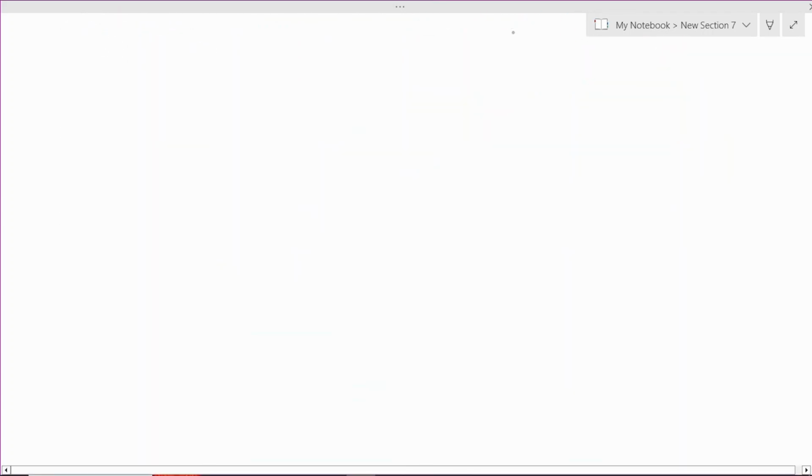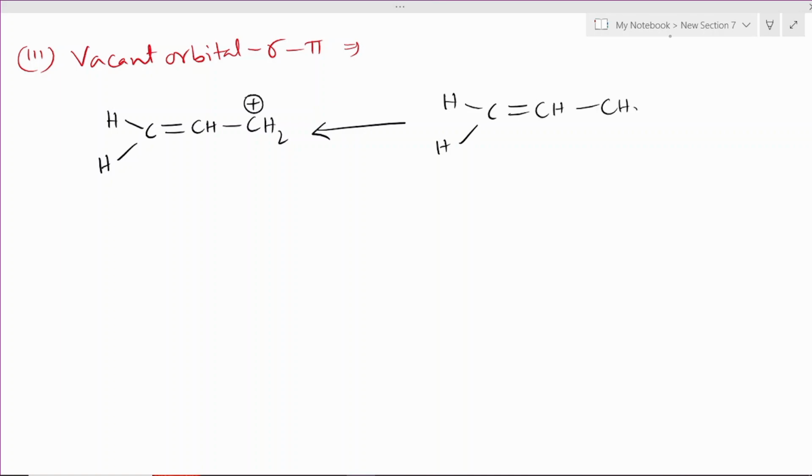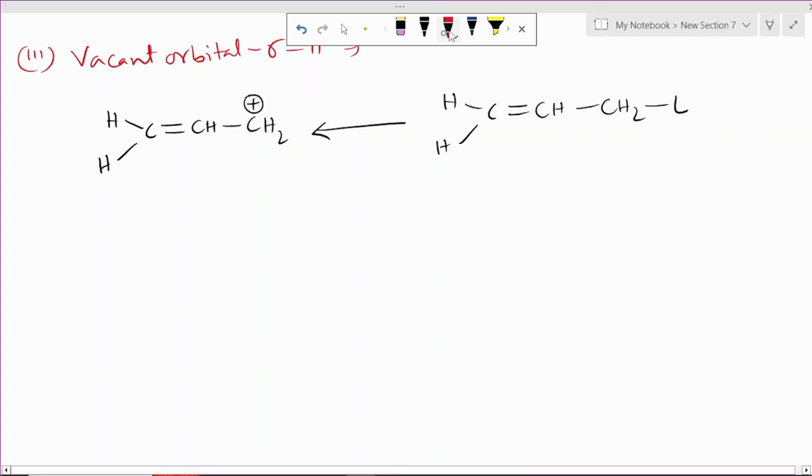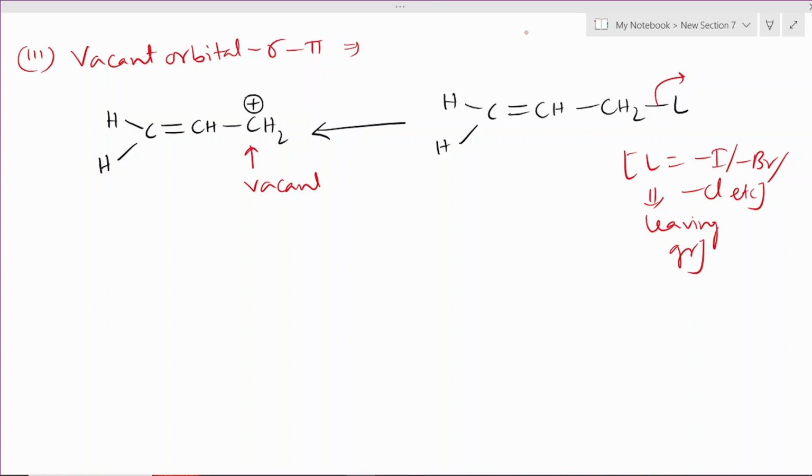The next type of conjugation is vacant orbital sigma pi conjugation. Suppose this system is taken. Now how is it generated? This is generated from, suppose L is a leaving group, and L should be iodine or bromine or chlorine etc, and it is a leaving group. If the L group leaves via heterolytic cleavage, then this carbon will possess a positive charge. Now this is the vacant orbital, and then it is sigma, then it is pi. So this is an example of vacant orbital sigma pi type conjugation.